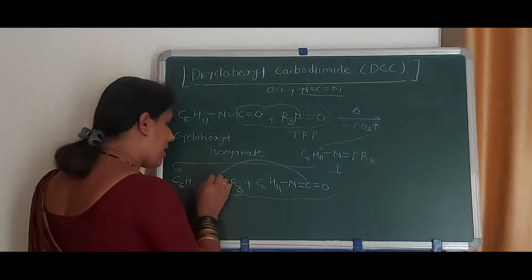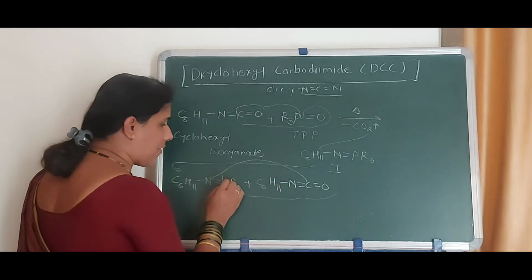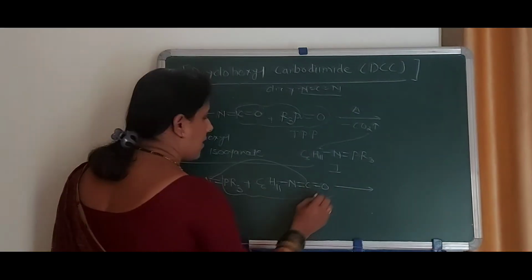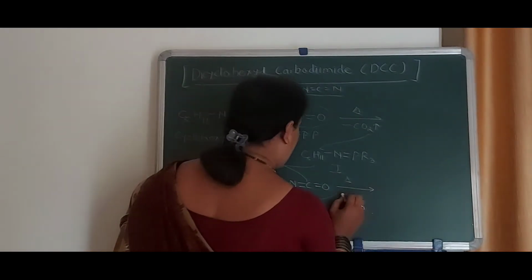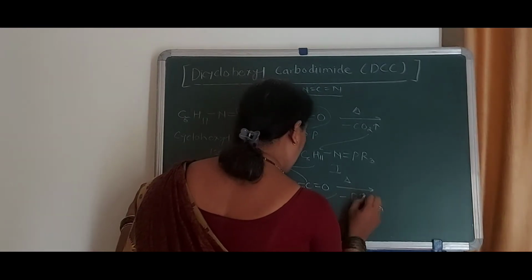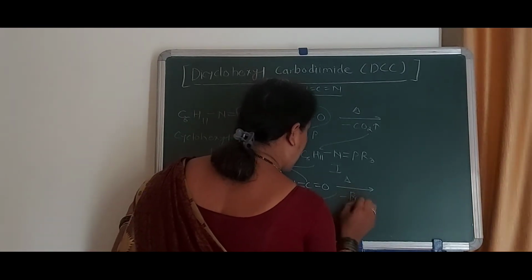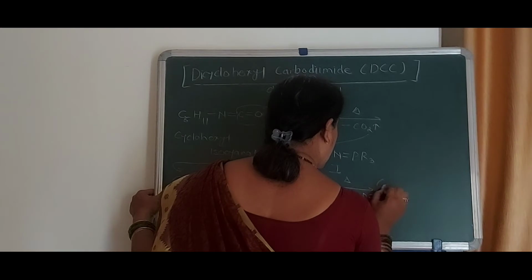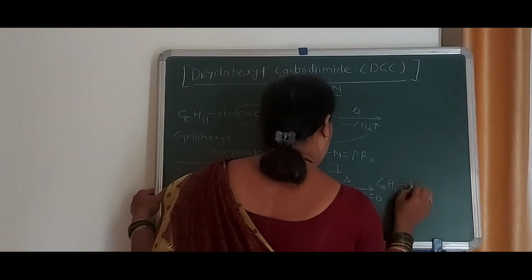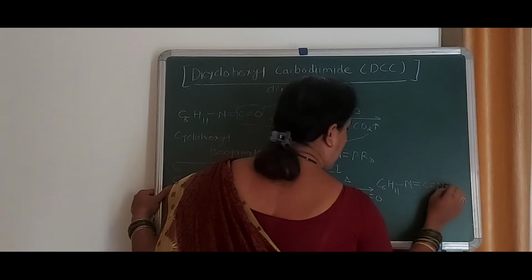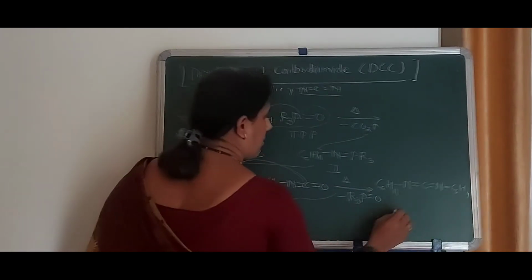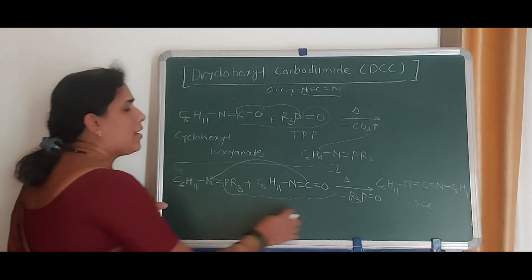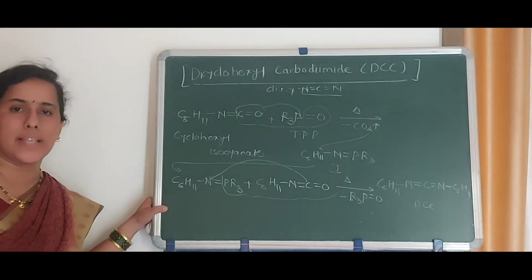Triphenyl phosphine oxide, R3P double bond O, is again removed as there is a reaction on heating. As a regeneration of triphenyl phosphine oxide, there is formation of C6H11 double bond C double bond N, C6H11. What is DCC? In this way, we form DCC.